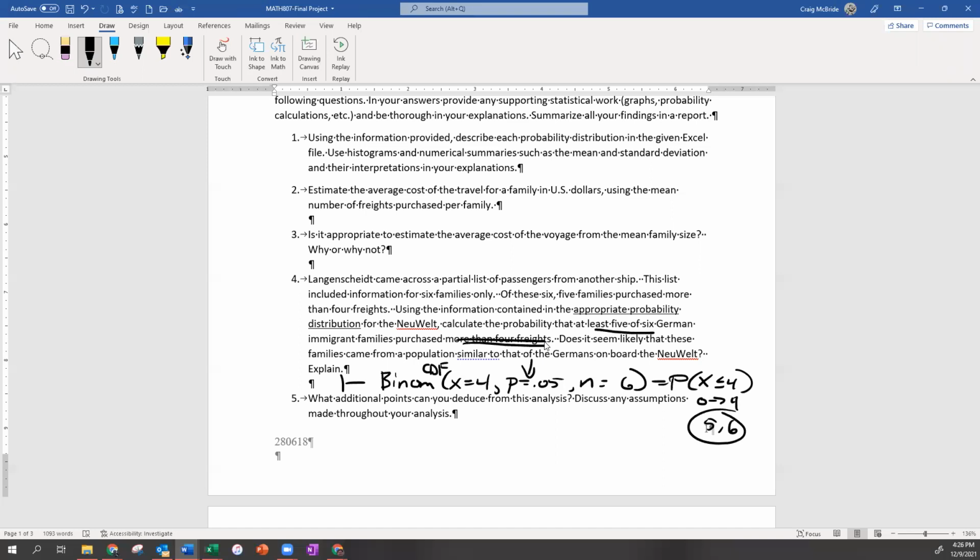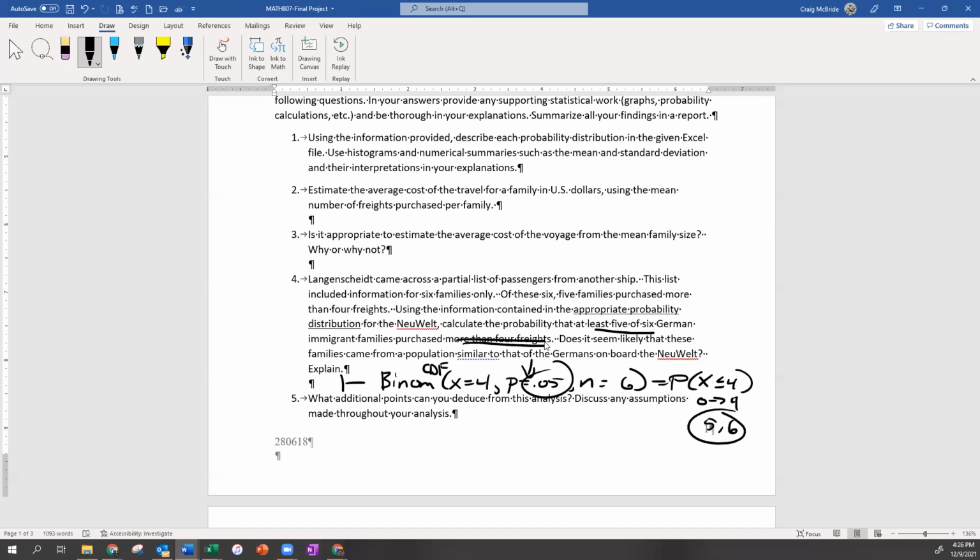When you calculate that, you're going to get a number, and if the number is really, really small, then it's unlikely that this set of 6 families actually came from the New Welt data. If it's at least close to 5%, then you could say it could be from that data. But if it's really, really small, then chances are it's different data.